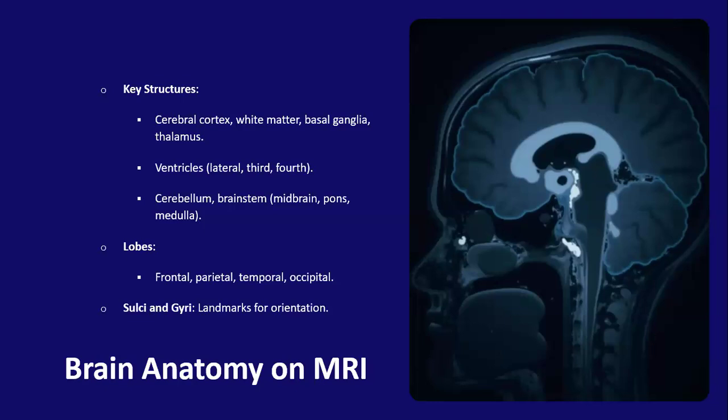Then you have your cerebellum, your brainstem. Then you have your various lobes, then your sulci and gyri, which can be landmarks for orientation, especially with regards to where a particular pathology is. Next slide.